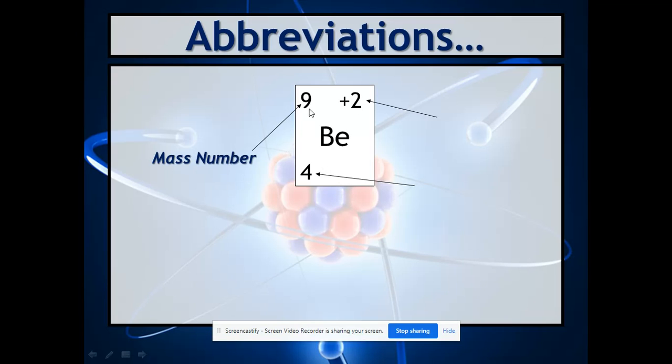So when we write them as abbreviations like this, a lot of times the mass number will go up here in the corner. So this is the total mass of beryllium, the rounded version of it, right? If I don't have my periodic table in front of me, whatever beryllium is, 9 would be the rounded mass for beryllium, okay? Number 4 goes down here in the bottom corner, and that is the atomic number.